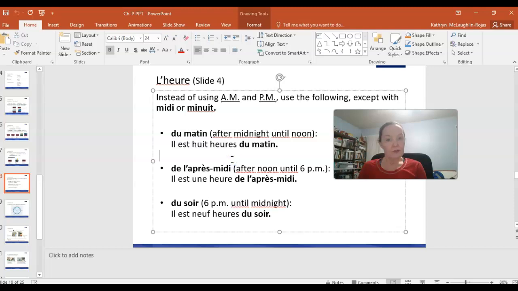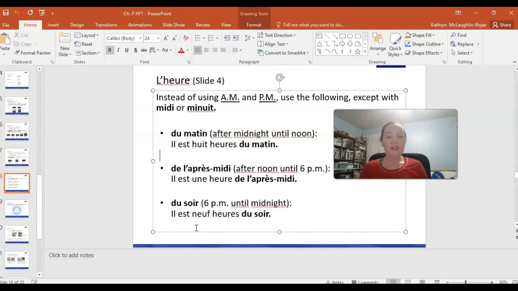Okay, so du matin indicates AM in French. Et de l'après-midi, which would be noon until 6 p.m. Same thing for us in English. Okay, so you can say il est 1 heure de l'après-midi. It's 1 o'clock in the afternoon. And that would correspond to the first part of PM. Same for us in English too. Du soir, so of the evening, 6 p.m. until midnight. Il est 9 heures du soir, so it's 9 o'clock in the evening.